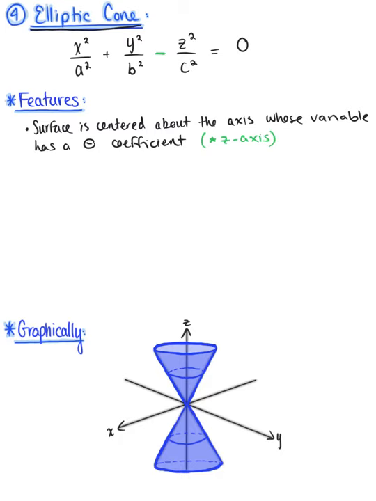Now, while we're talking about z's, let's think about some of the z traces. We can say that traces with z being equal to z naught, such that z naught is a real number, so a scalar value, with z naught not being equal to 0, are ellipses.